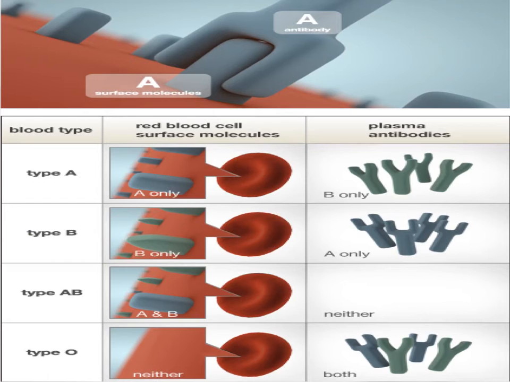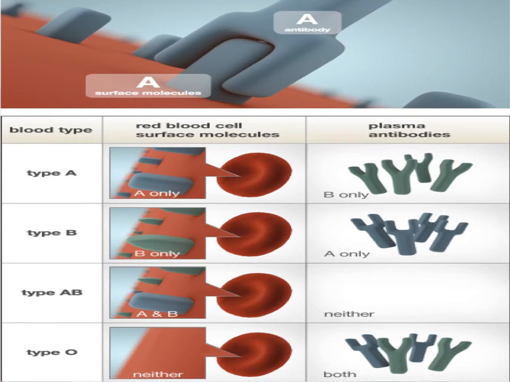So, for example, people with type A blood don't have any antibodies, so they can receive blood from type A people, type B people, or type O people. People who have type A blood can receive it from type A people, but not type B people, not type AB, because it's still got that B part, but they can receive it from type O.